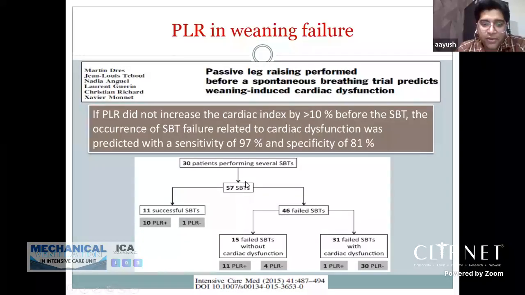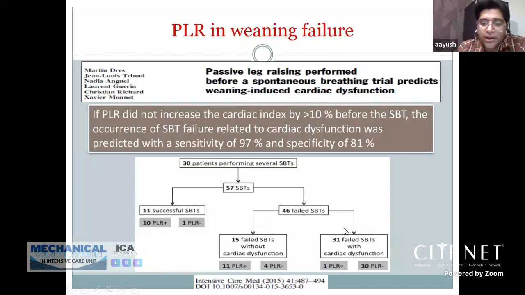So what they did was, 30 patients were given an SBT trial. A total of 57 spontaneous breathing trials were performed. In all the patients who succeeded the SBTs, the PLR was responsive. It means that on giving the patient a passive leg raising, the cardiac output increased by more than 10% and they were preload dependent.